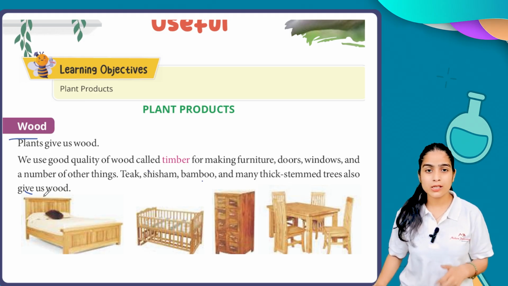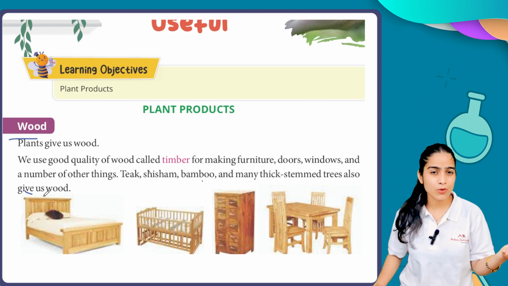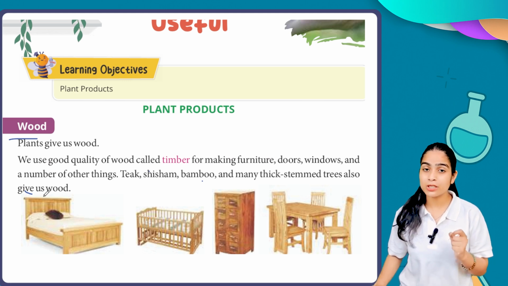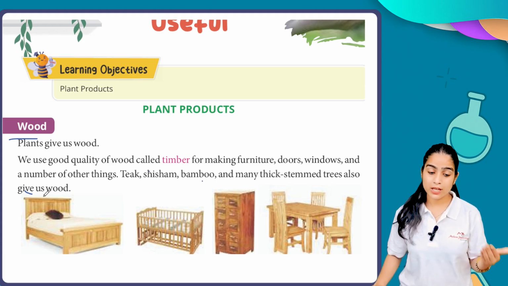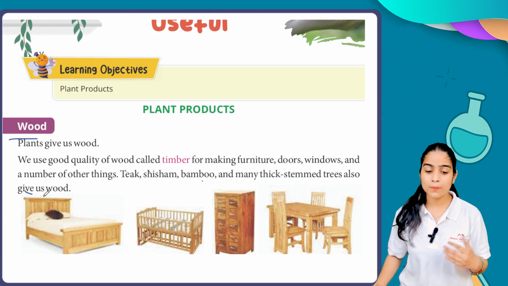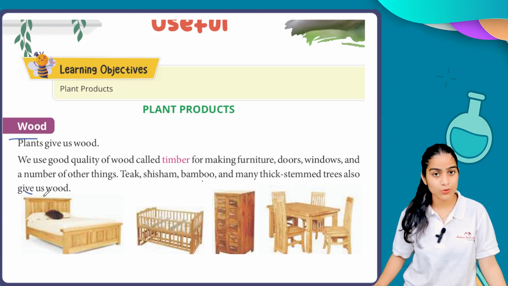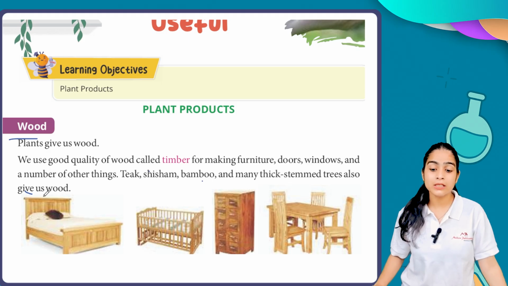Now the question is, can we use any kind of wood to make our furniture? No, we have some specific categories of wood which we use to make our furniture. The first kind of wood we have is timber. After timber, we can use teak, shisham, bamboo, and many thick stem trees also give us wood. So these are the different stem trees from which we take wood.